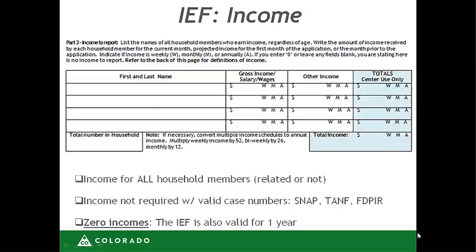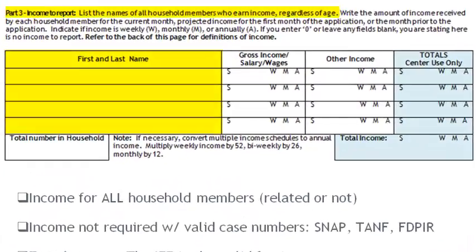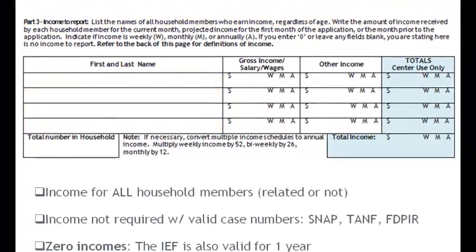If Part 2 is not complete or does not apply to the family, then Part 3 of the IEF must be completed for all children receiving free or reduced meal reimbursement. List all names of the household members who are not listed in Part 1, regardless of the person's age or income.